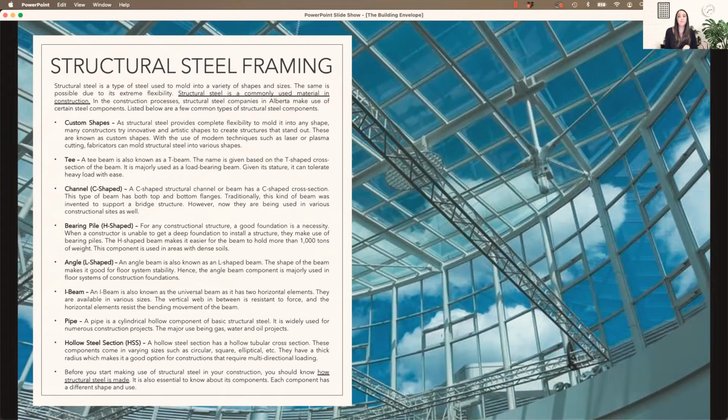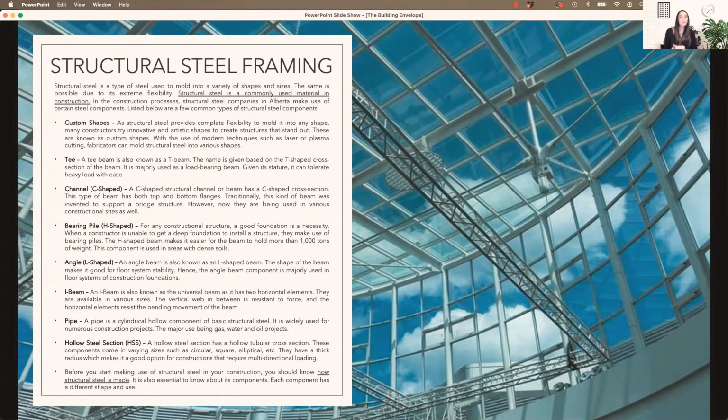So those beams can hold a lot of weight, you know, more than 1,000 tons of weight. So they're very strong and supportive. There's the L-shaped angle or L-shaped beam. Those are great for floor system stability.